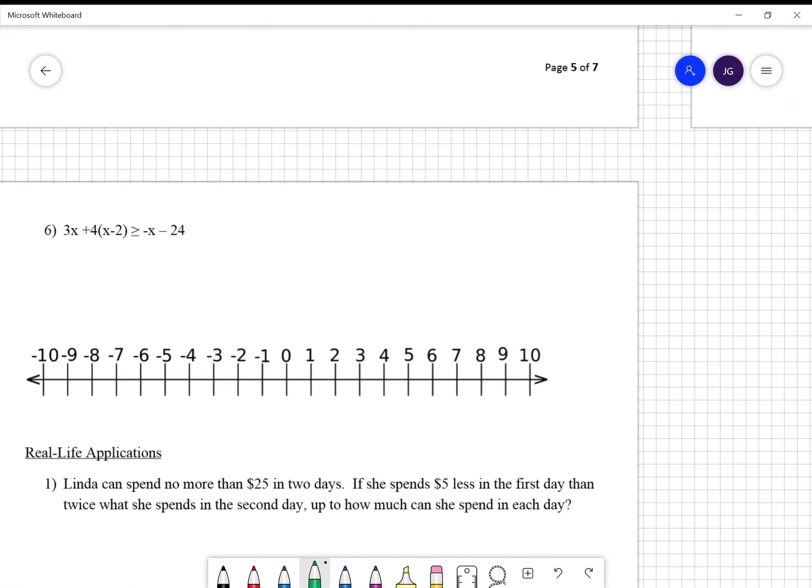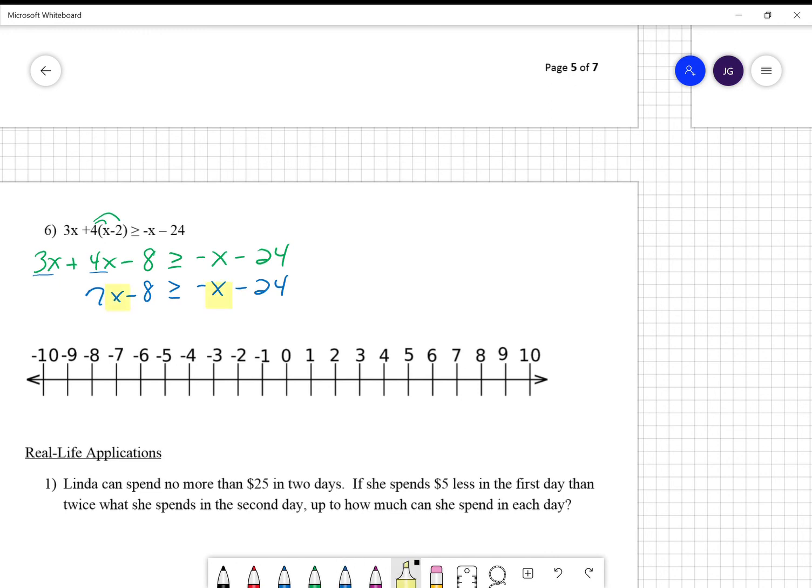Next example. First thing I'm going to do is distribute. 3x plus 4x minus 8 is greater than or equal to negative x minus 24. I can combine like terms. 3x plus 4x is 7x minus 8 is greater than or equal to negative x minus 24.